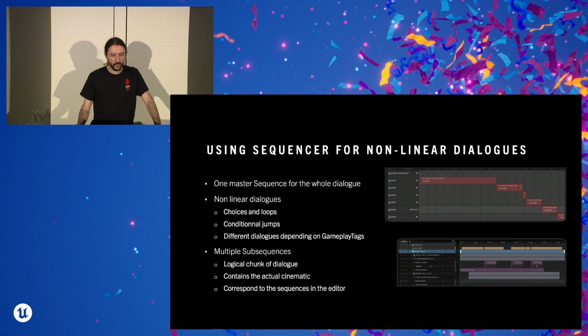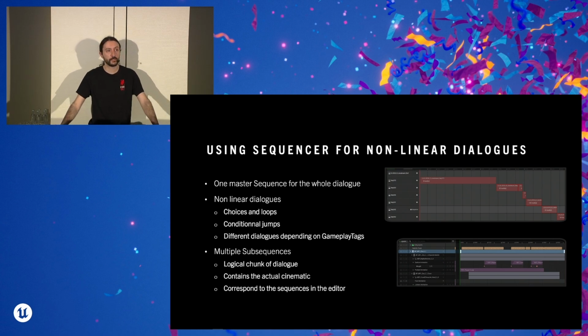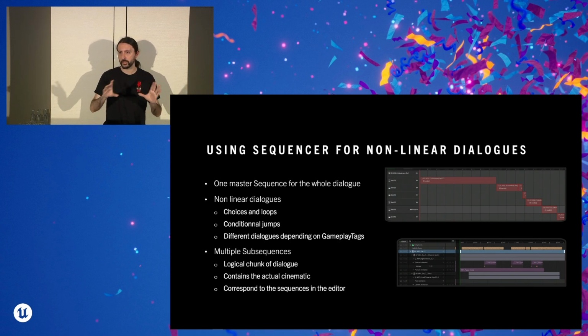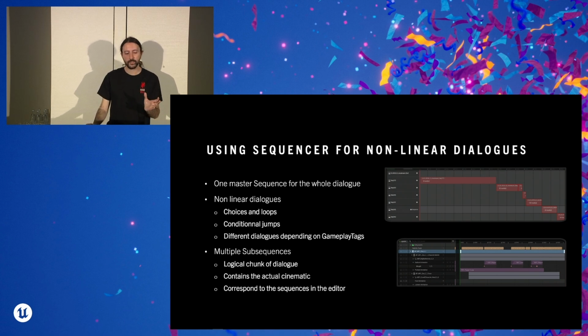You also have specific sequences like this little one. It's a loop sequence because basically there is no infinite loop feature in sequencer. So what we did is we just created a sequence with a standard camera, standard animation idle, and an event at the end that says loop, please. So yeah, that's basically how it works. And inside of these subsequences, you have your actual cinematics with your animations and your tracks.